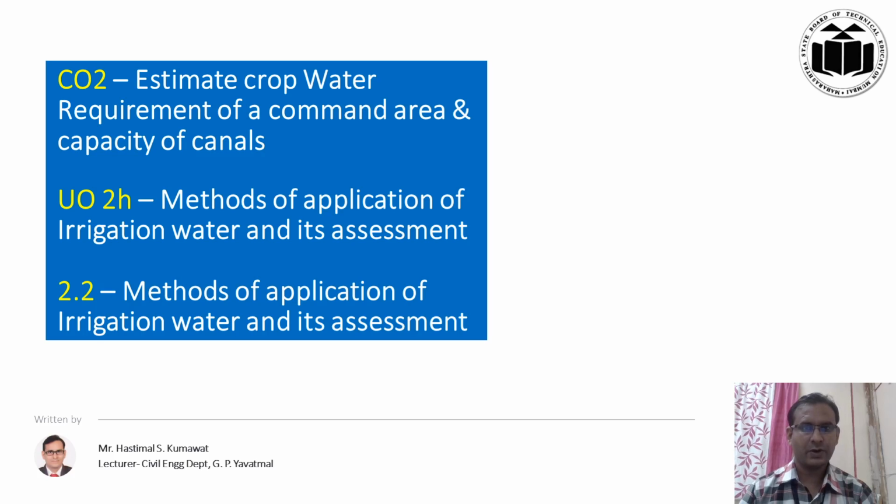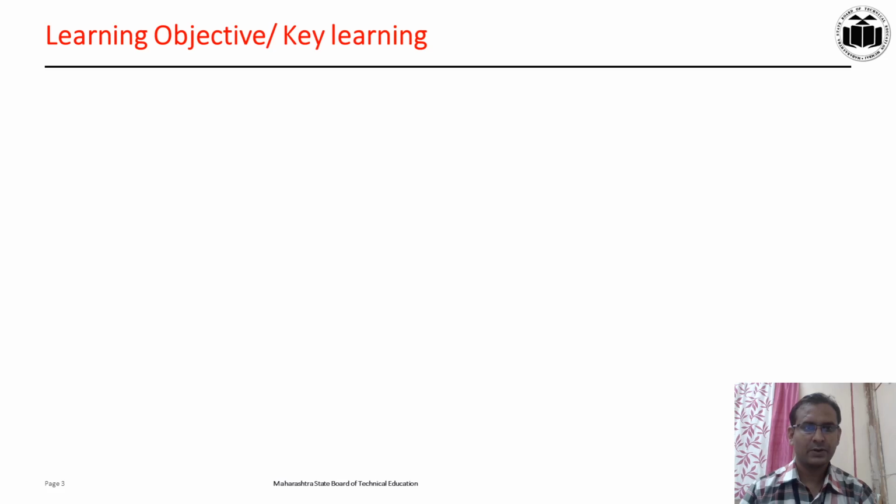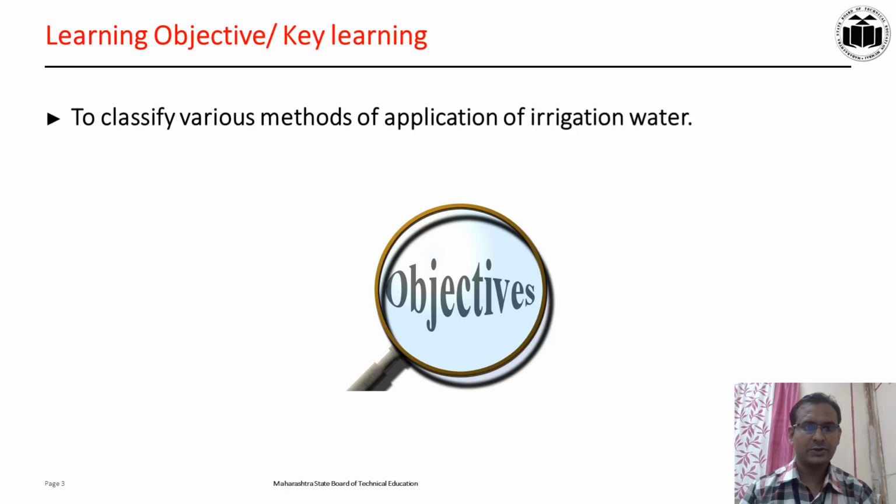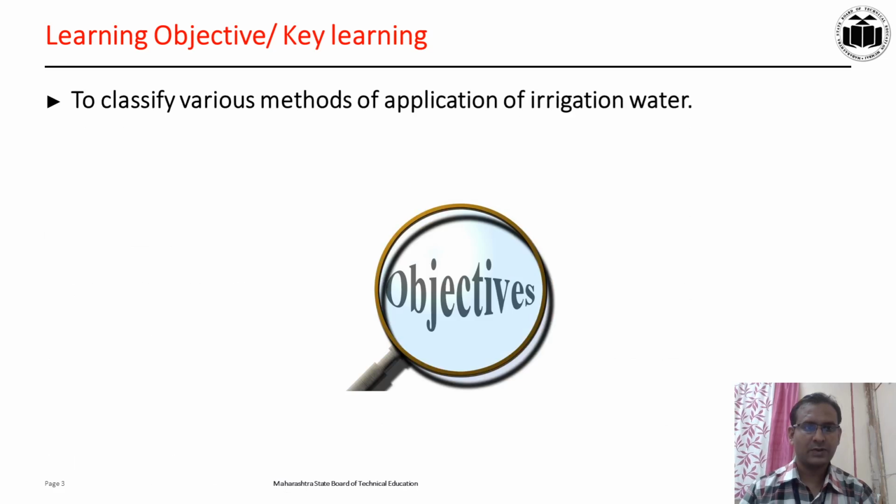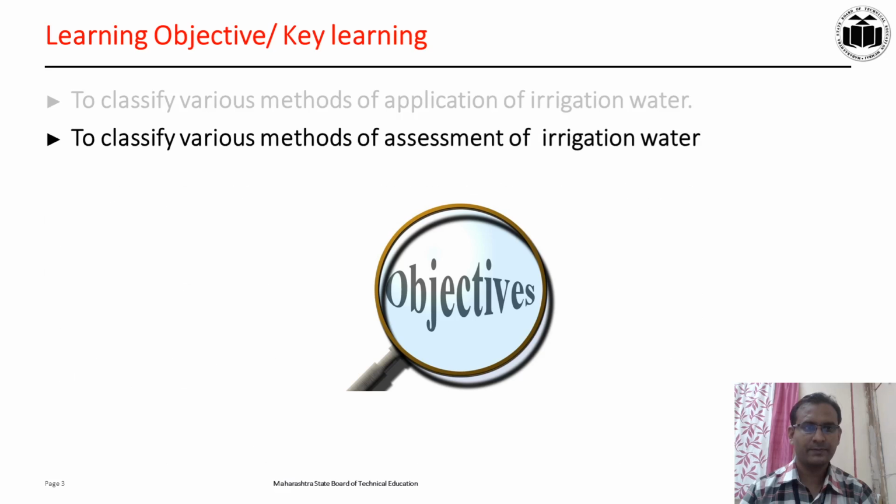In this session, we are going to cover UO2H, that is methods of application of irrigation water and its assessment, which covers topic 2.2. The learning objective of today's session is to classify various methods of application of irrigation water, and to classify various methods of assessment of irrigation water.